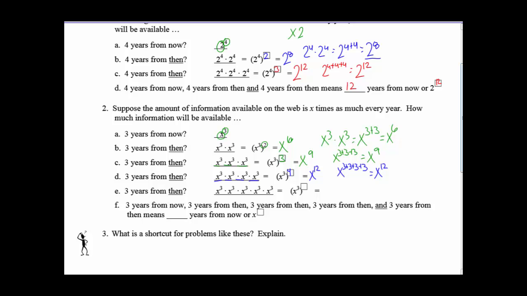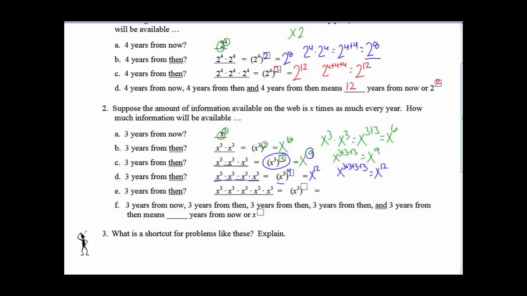If we look at part D, we had x to the 3rd raised to the 4th power equals x to the 12th. If you notice, 3 times 4 would get us that 12. Looking back at part C, x to the 3rd raised to the 3rd power, 3 times 3 will get us that exponent of 9. So this will become a little shortcut we can use.